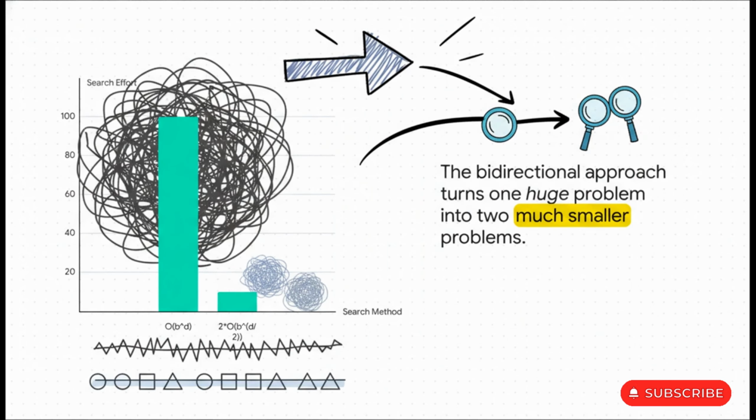Just look at this. The difference is staggering. If a normal one-way search took, let's say, 100 units of effort, the bidirectional search might only take 10. This isn't just a small tweak. We've taken one exponentially huge problem and turned it into two much, much smaller ones. It's a whole different league.